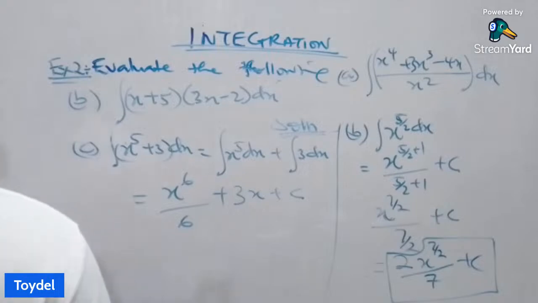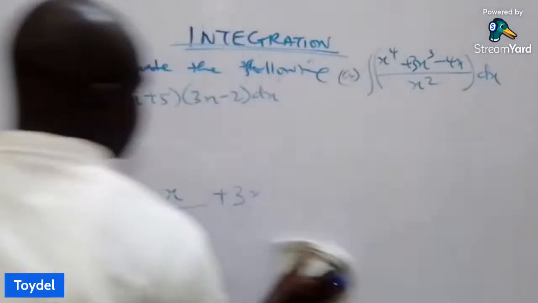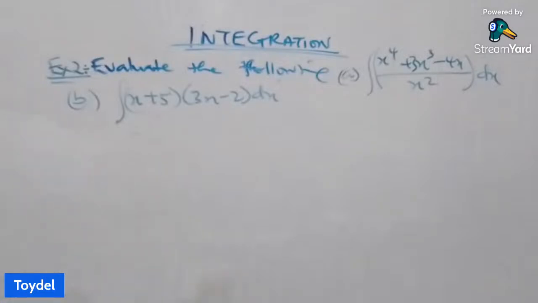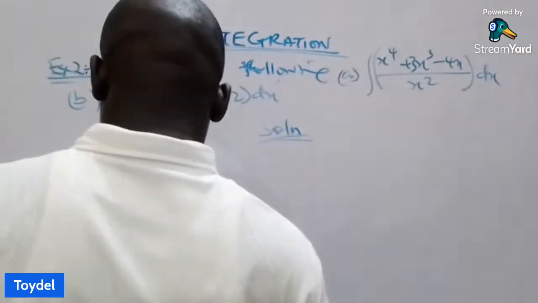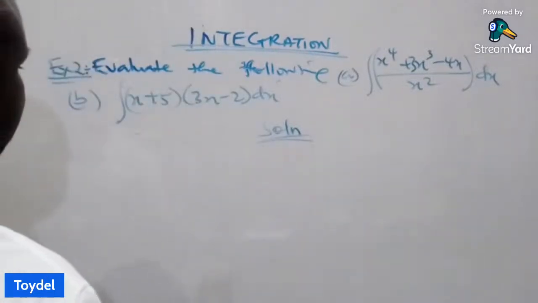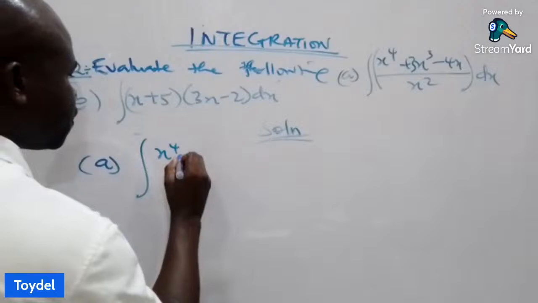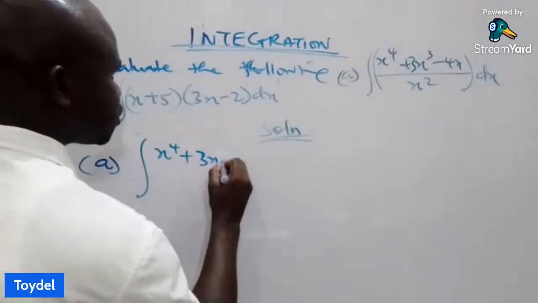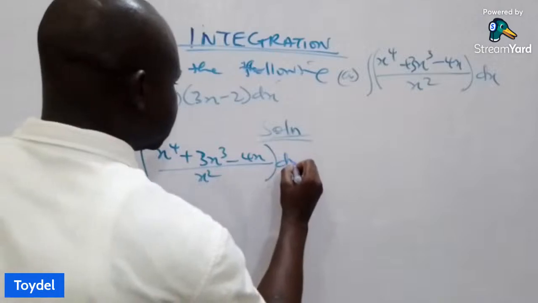Then we can take, okay, let's do this first, then we'll go ahead and take the last example. All these questions are actually polynomial functions, and we know what to do. So in this case, we start with the first one, A, where we have integral x raised to the power 4 plus 3x cubed minus 4x, everything raised to the power x squared, dx.